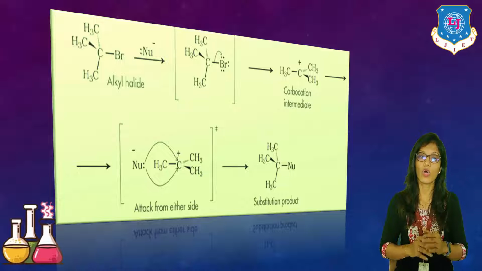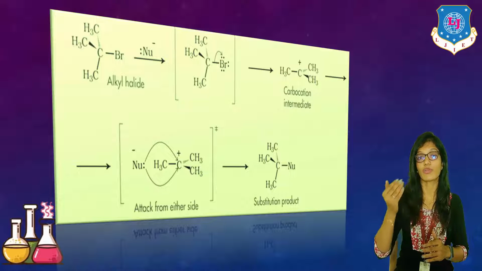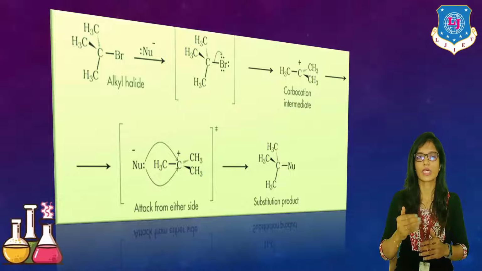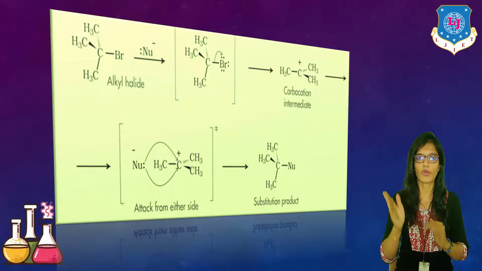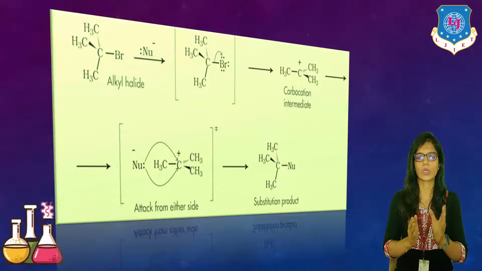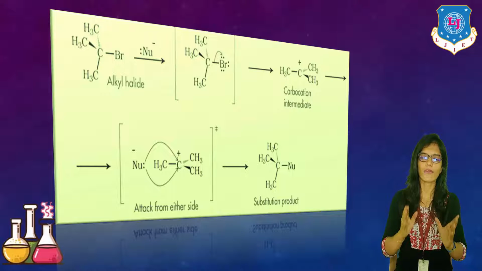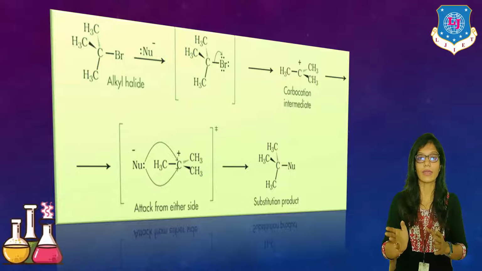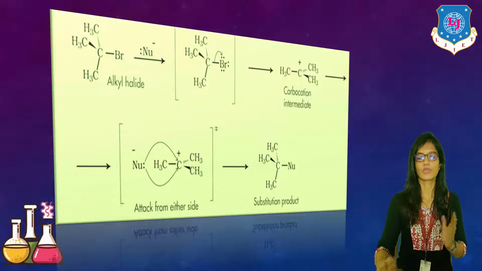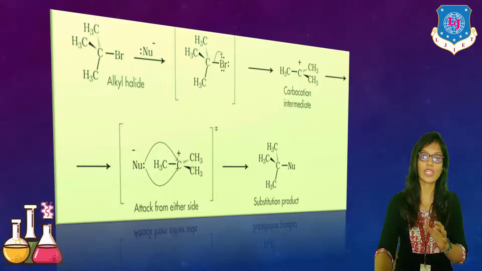Now this particular carbocation, which is electron deficient in nature, will be attacked by the electron rich nucleophile. So the nucleophile can attack from both sides, as you can see in the image. Attack from either side will be done and we get our substitution product. Right? So the nucleophile is totally attached to our compound.